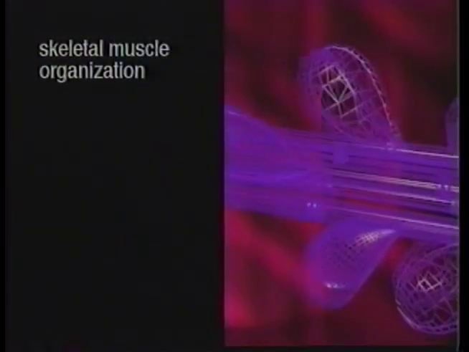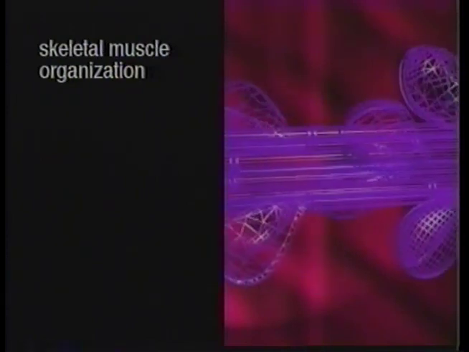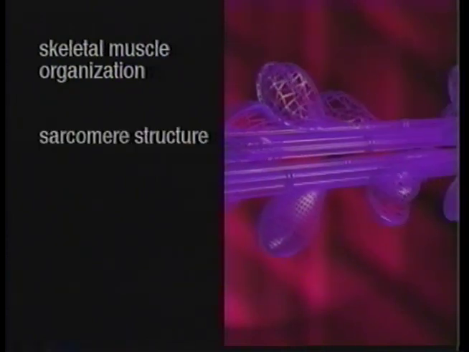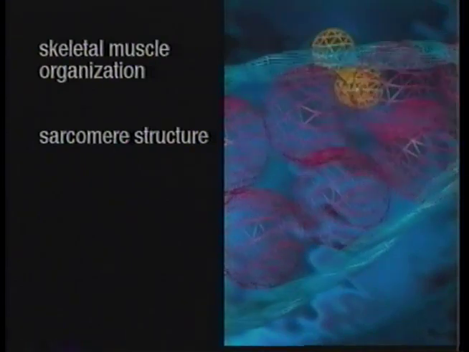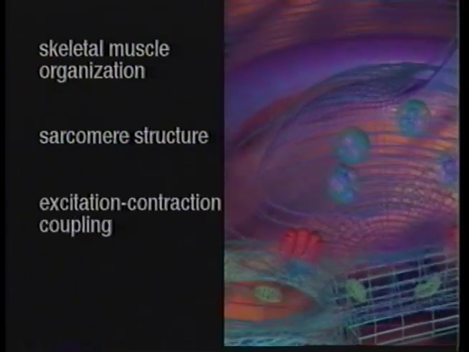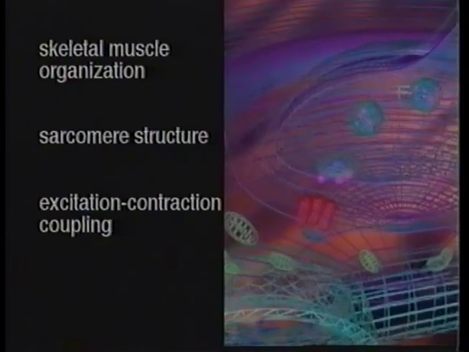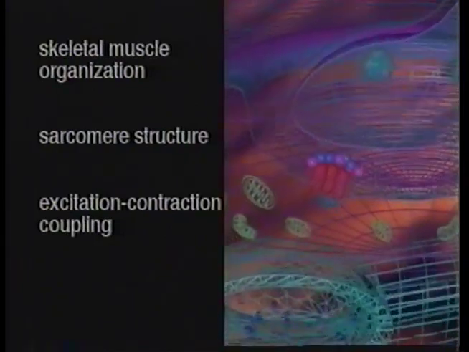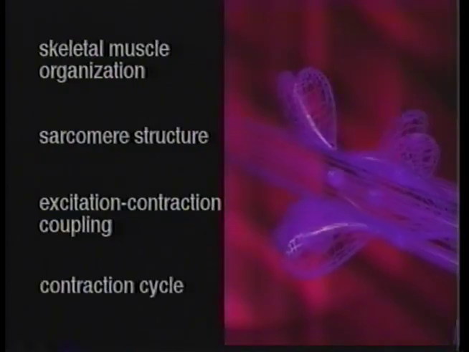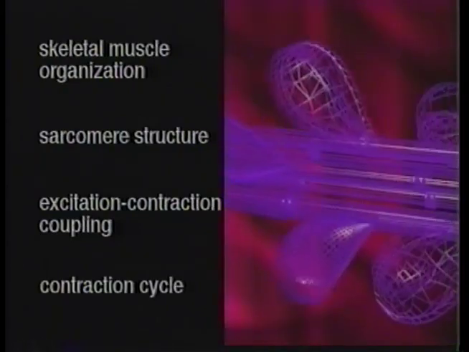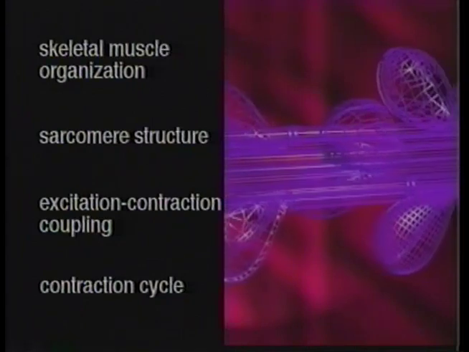To begin to answer questions like these, we will look at skeletal muscle in 4 ways. We will describe the anatomical organization of skeletal muscle tissue. Then we'll examine the structure of a sarcomere, the repeating functional unit in myofibrils. Next, we will look at the link between action potential and muscle contraction, called excitation-contraction coupling. Finally, we will explain what happens during a contraction cycle.